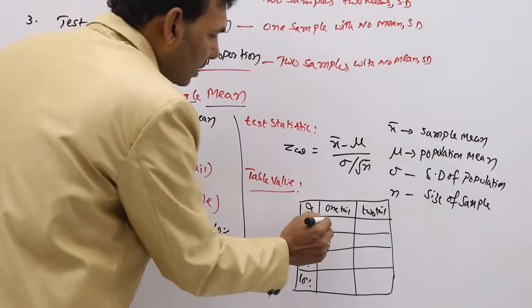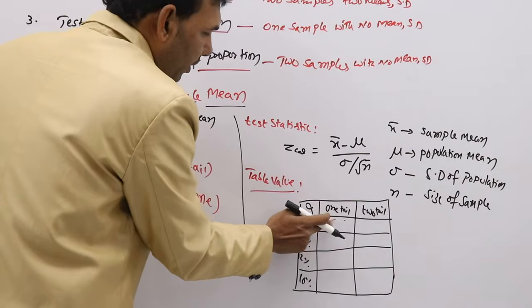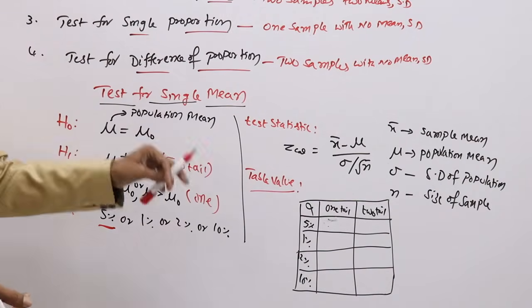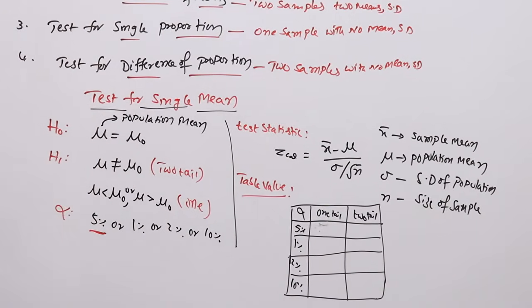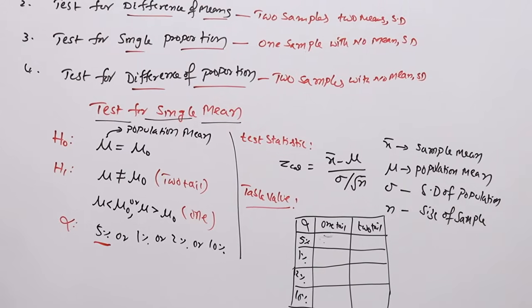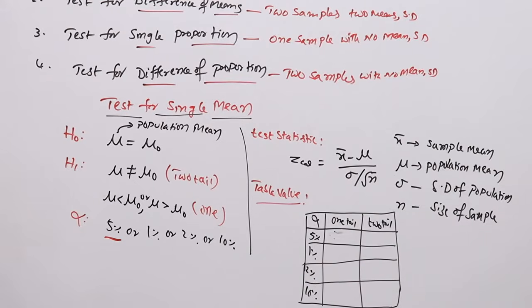The 5% value is 1.96. So I need to say one tail or two tail. One tail test and two tail test will be decided in H1. After finding whether you are doing a one tail or two tail test, based on that we decide the value of Z alpha, the Z table value. The Z table value we calculate based on the level of significance. What is the percentage we are taking?